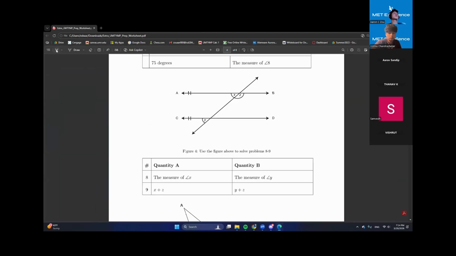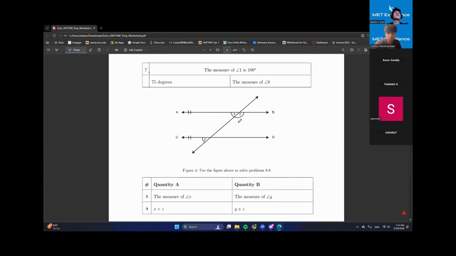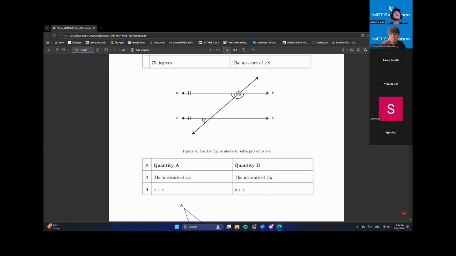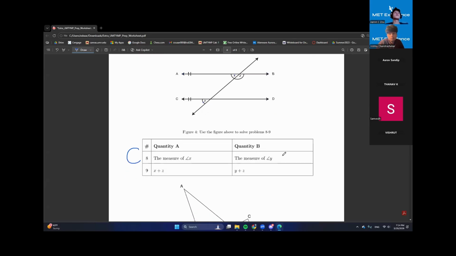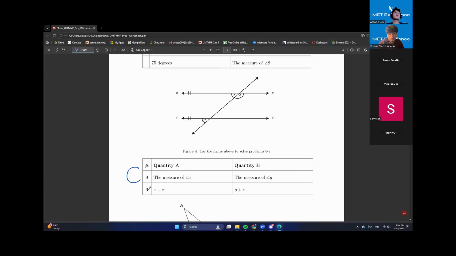For question 8, we're asked the measure of angle x or the measure of angle y. Again, these are parallel lines, as indicated by these two lines right here. Angle y and angle x will be the same because of the transversal cutting through the parallel lines. For question 9, we have x plus z, which is 180 degrees. Y plus z is also 180 degrees because angle x equals angle y. So this is also C.